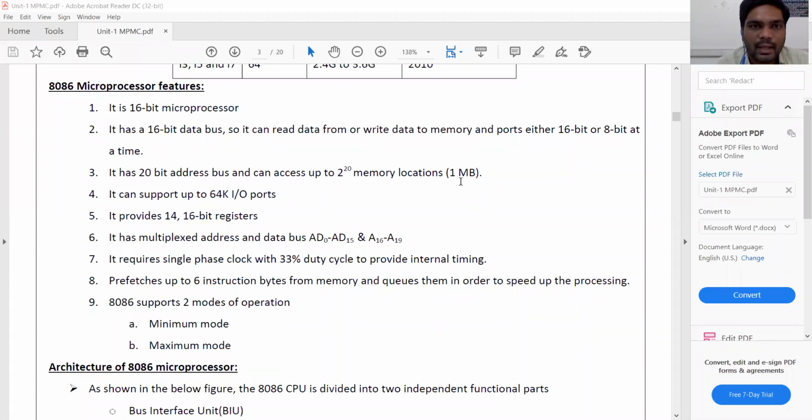So in the previous class, we saw the different microprocessors and the history of microprocessors. What is the address bus, what is the data bus, and what does that number of bits specify? That we have seen.